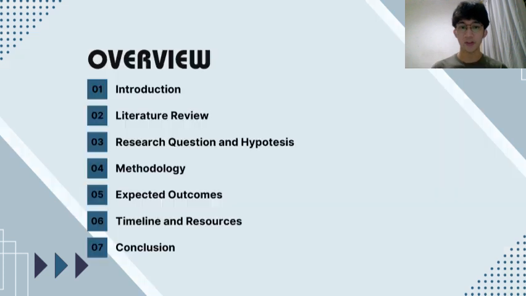Now, before we get into the presentation, there's an overview I want to discuss. First, we have the introduction. Second, we have the literature review. Third, we have the research question and hypothesis. Fourth is the methodology. Fifth is the expected outcomes. Sixth is the timeline and resources. And finally, seventh, the conclusion.